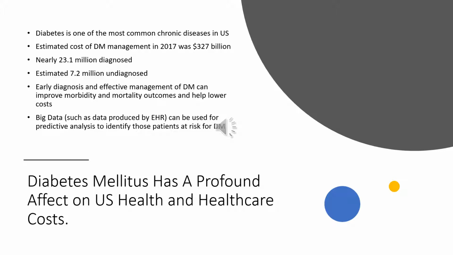An estimated 7.2 million people go undiagnosed. Early diagnosis and effective management of diabetes improves the morbidity and mortality outcomes and has the potential to save millions of dollars in healthcare costs. The use of big data, such as produced by electronic health records, can be used to develop predictive analysis to identify those patients who are at risk for developing diabetes.